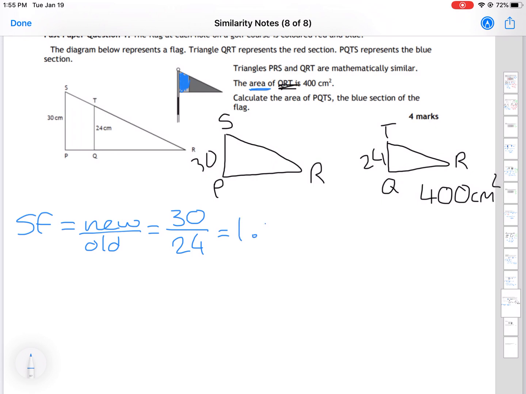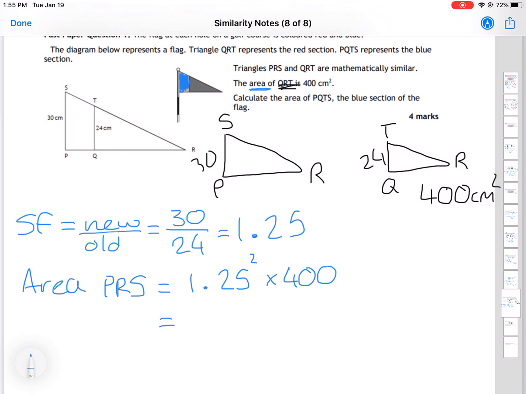Change that then into a decimal. Gives us 1.25. To find the area of the larger triangle, so it's area of PRS, that's what I'm finding just now, 1.25 squared times the area of the smaller one, 400. Pop that into the calculator and we get 625 centimetres squared.